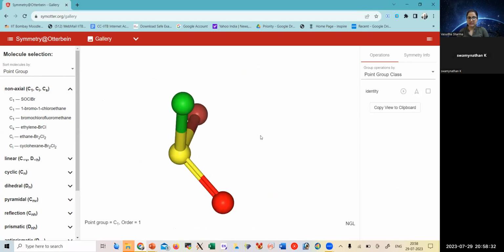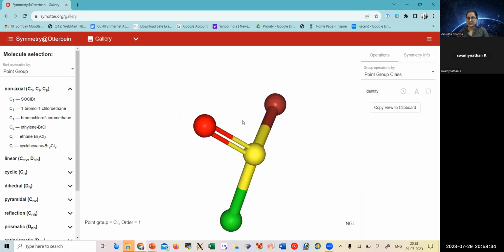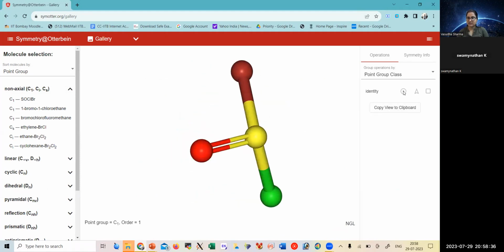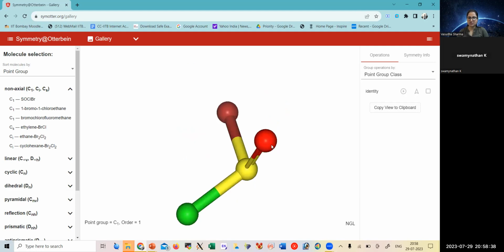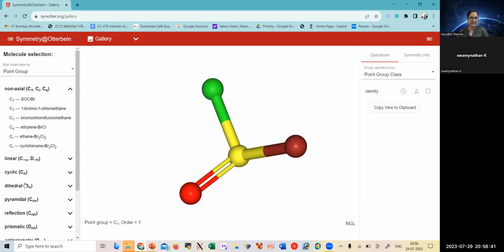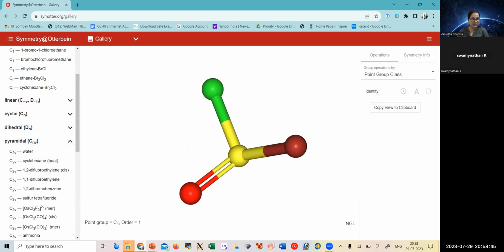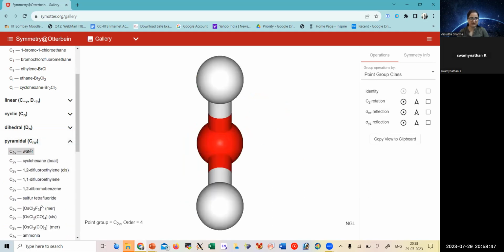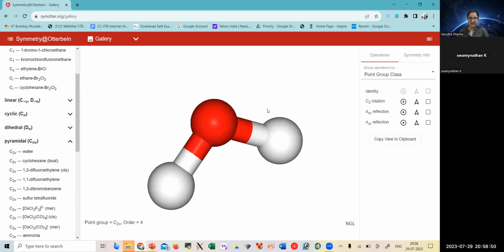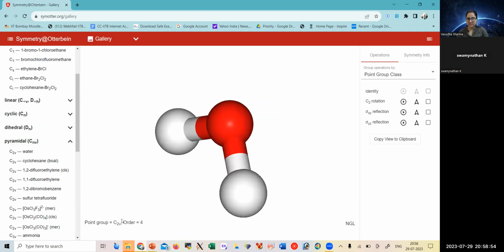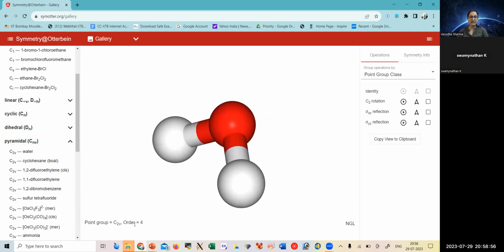Now, you will see it only has an identity operator. There is no operation, this is identity. If you click over here, it will not show you anything. There's no operation existing. If I take any other, for example this water, as we have discussed, this is a water molecule. This red one is oxygen, and these are hydrogen. You can see the C2v point group is there, and on the right side you see C2 rotation, sigma XZ reflection, sigma YZ reflection, everything is there.